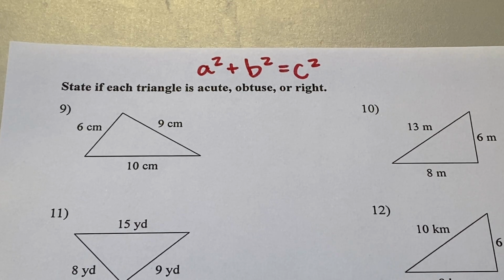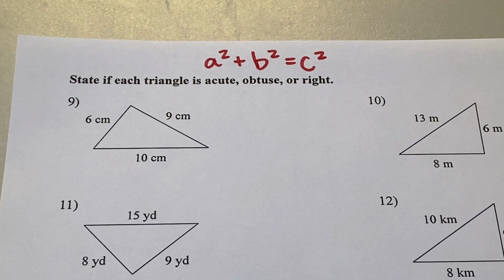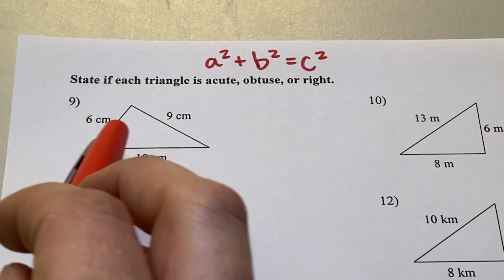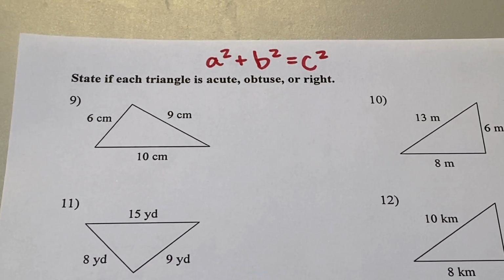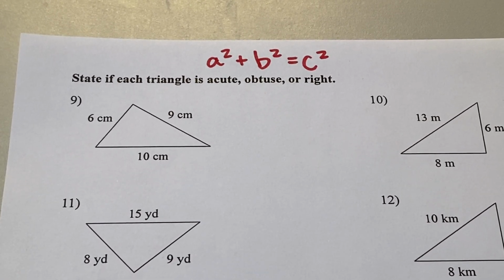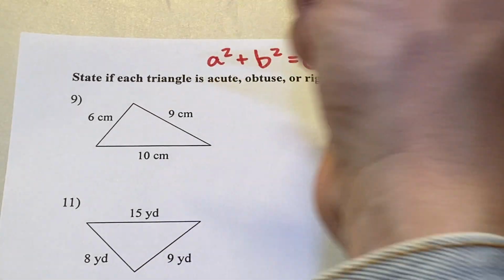Okay, and here's what I mean by that. Okay, let's go ahead and just do one. So let's look at number 9. Okay, somebody help me identify, where's my A, B, and C for this triangle? 6, 10, and 9. We're not solving for a missing side. We're literally just seeing if the Pythagorean theorem works with these numbers. Where's my A, B, and C? Carl? A is 10.